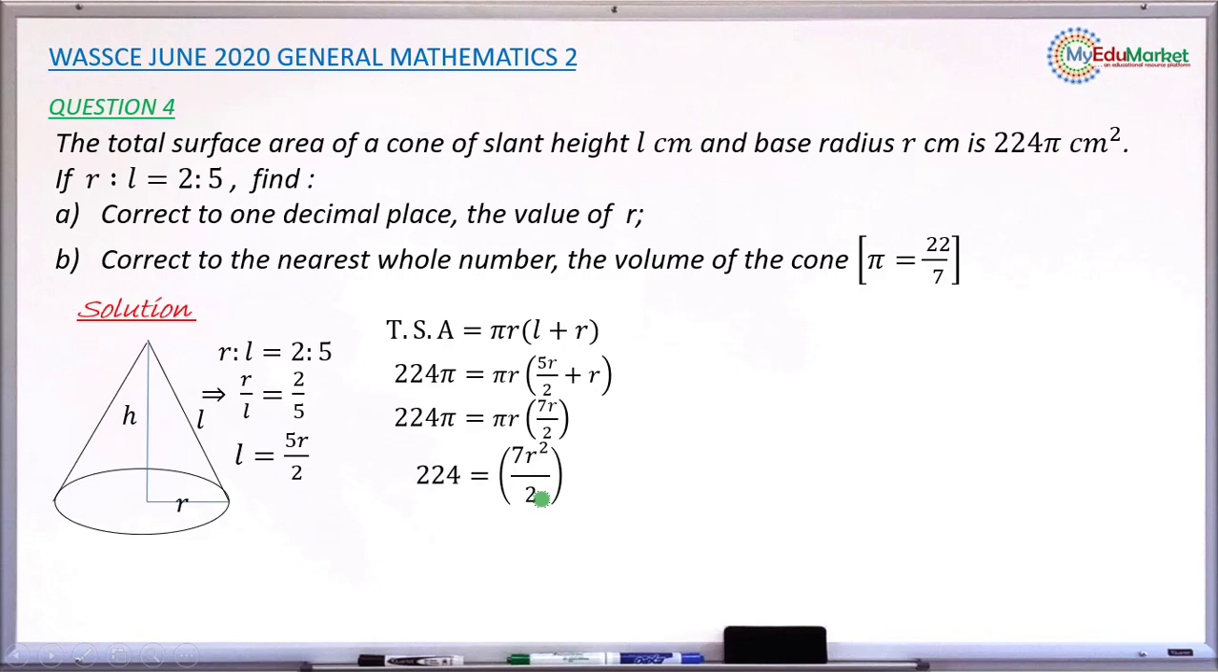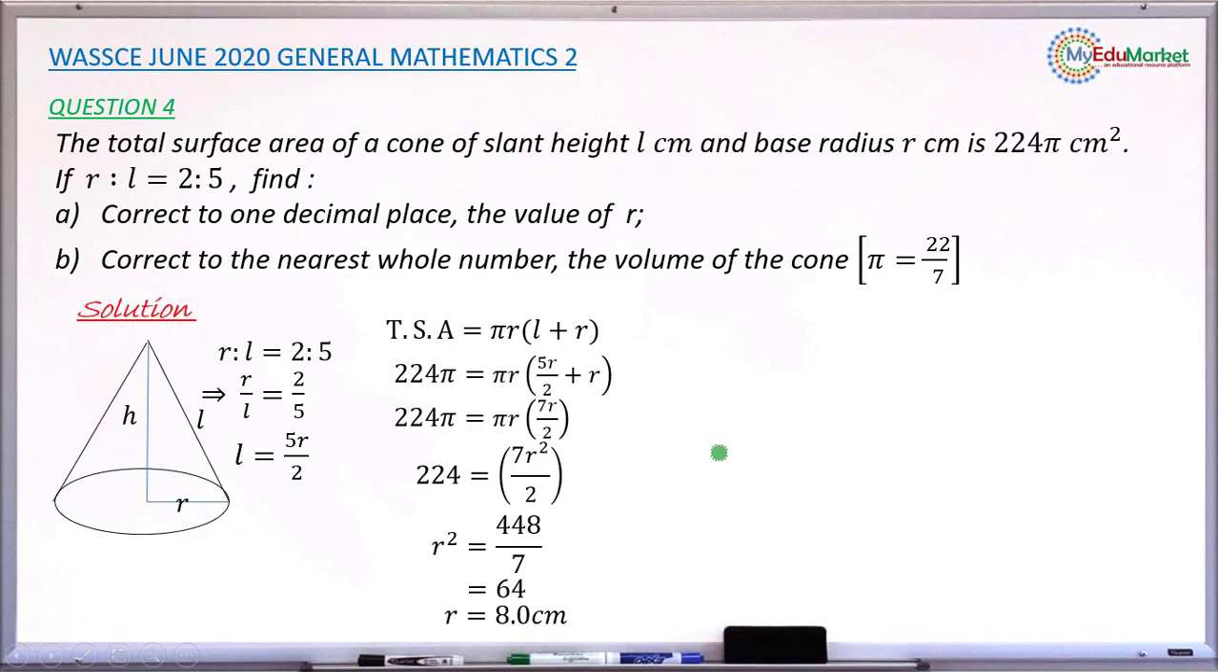There you can make R square the subject of the formula. So cross multiplying, you have R squared equals 224 multiplied by 2, which gives 448. Divide the result by 7, and this will be your R square. Dividing 448 by 7 gives 64. That will be your R square. To get R, we take the square root of both sides. The square root of R square gives R, and the square root of 64 gives 8.0 centimeter.